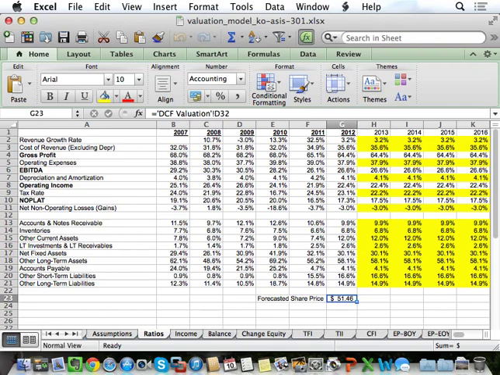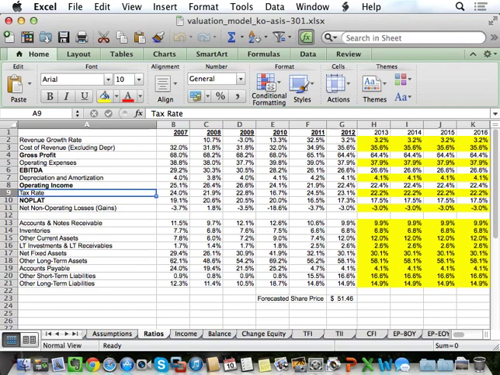Right? So as I said, we have to look at changing 3 assumptions to simplify it. The 3 simplified assumptions we're going to focus on are revenue growth rate, operating income, and tax rate. Those are the 3 assumptions that we're ultimately going to focus on to keep it simple.